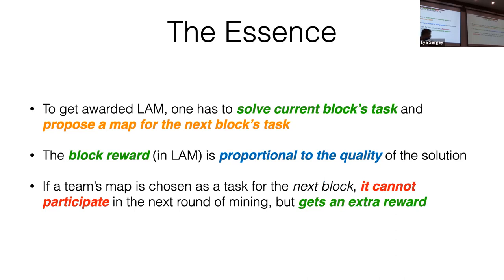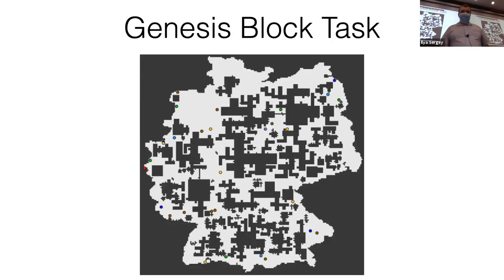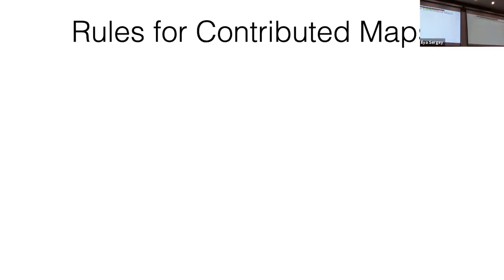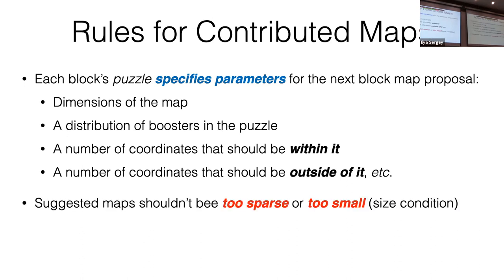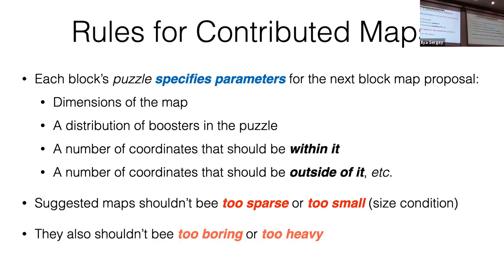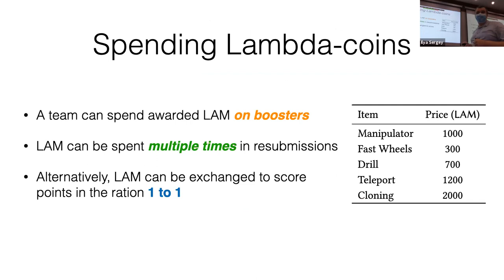Okay, that's what I said. Initially, the conference itself this year was in Germany, so we proposed a map of Germany as the genesis block. Then we were expecting that people would start contributing something nice. There's a bunch of rules: not too sparse, not too small, somewhat interesting, some obstacles, fits into a certain size, and the size was growing to increase the complexity.